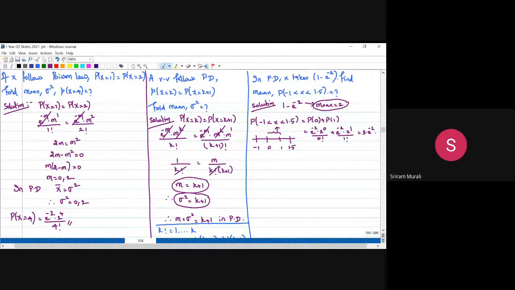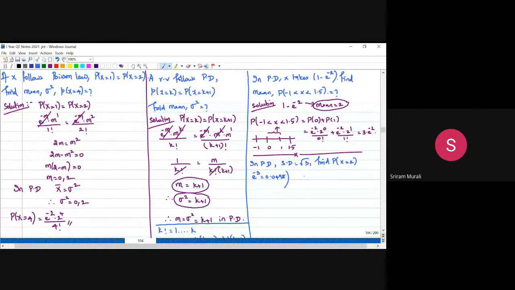In Poisson distribution, standard deviation is √3. Find the probability of x is equal to 2. You are given with e power minus 3, 0.0498.